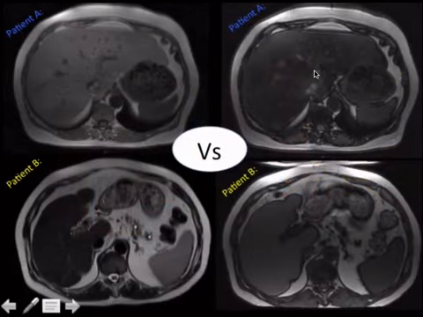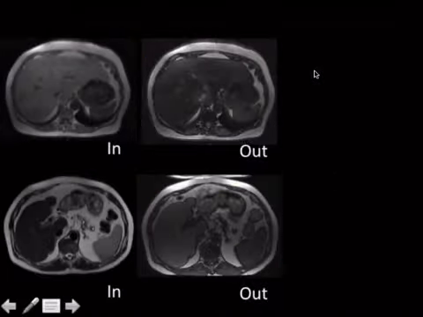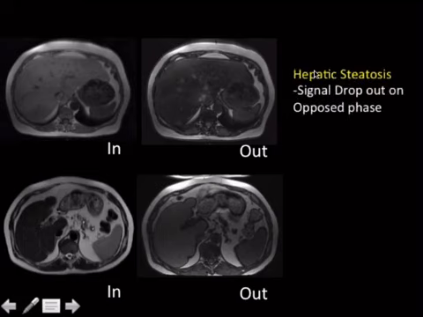So this is the classic follow-up question. We've got in and out of phase with patient A, and an in and out of phase with patient B. And we notice that with patient A, the top one, signal is dropping out on opposed phase, and we just said that is fat.